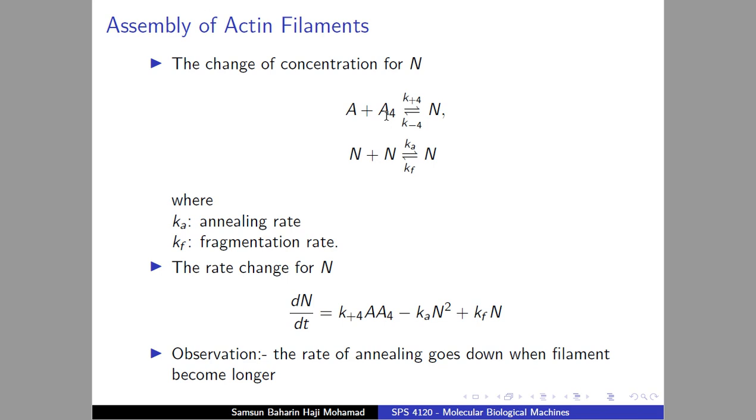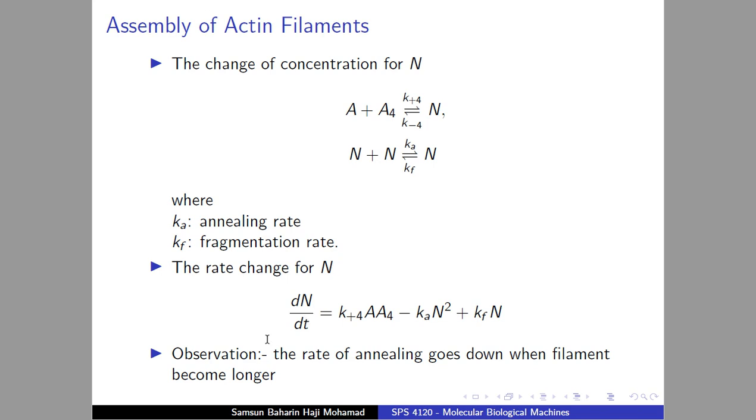Here we can see A plus A4, N plus N. Ka is the annealing rate or the assembly rate, association rate, and Kf is the dissociation rate. The rate of change of N is dN over dt, K plus A4 minus AN2 minus KFN. So assemble this one using this one. This might be quite wrong; we can check from our textbook. We can see the rate change of this concentration of certain length of actin.